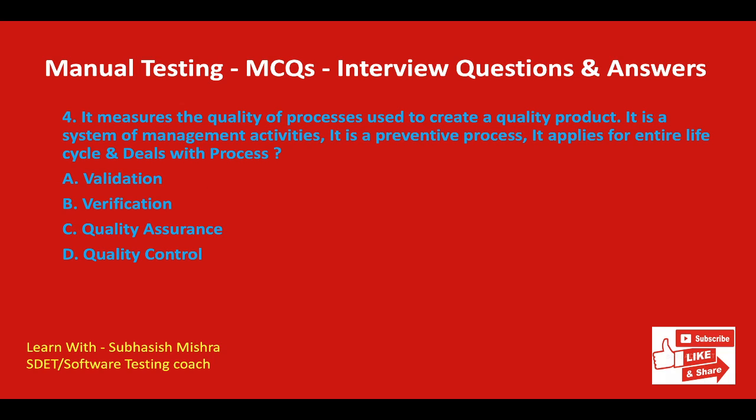It measures the quality of process used to create a quality product. It is a system of management activities. It is a preventive process. It applies for the entire life cycle and deals with process. So what is this? The options are validation, verification, quality assurance, quality control. If you read it carefully, it measures the quality of process used to create a quality product. It is a system of management activities. It is a preventive process. So definitely it is quality assurance. So the answer is C, quality assurance. Let's move to the next.